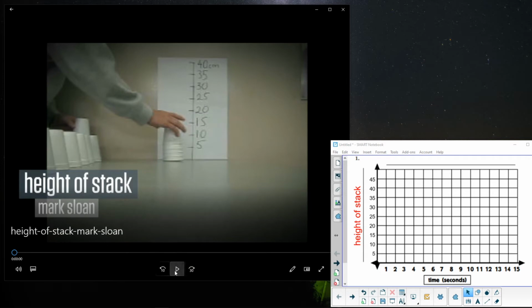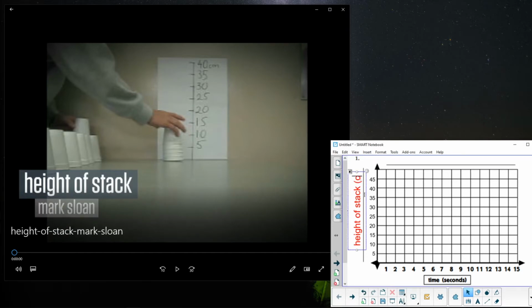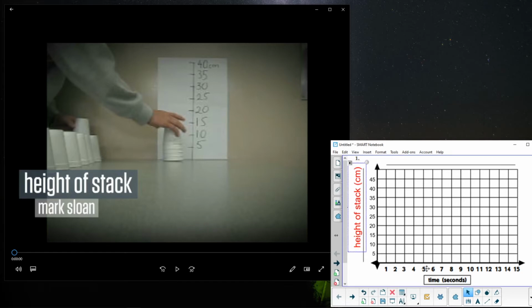So here it is, and I also made ourselves a little graph. So we have time on the x-axis, and then on the y-axis is height of stack. So that is our independent variable here. I also added numbers, so I did 5, 10, 15, 20 using the centimeters. We can actually add centimeters in here. So yeah, that's the measurement that we're going to use, so I thought that would be easier.